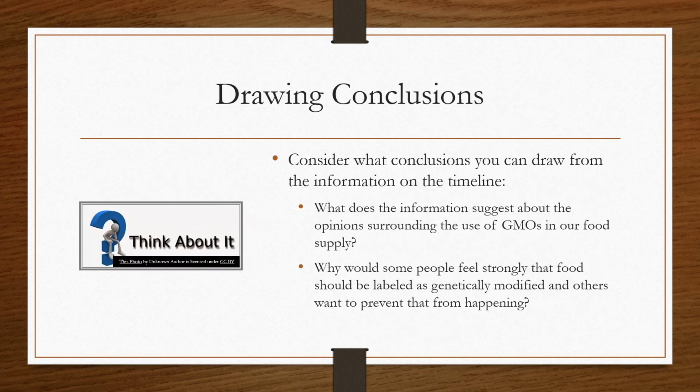So as we draw some conclusions here, consider the following 2 questions. What does the information from the timeline suggest about the opinions surrounding the use of GMOs in our food supply? Why would some people feel strongly that food should be labeled as genetically modified and others want to prevent that from happening?